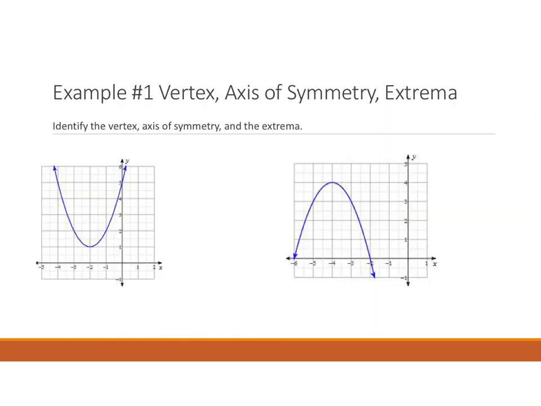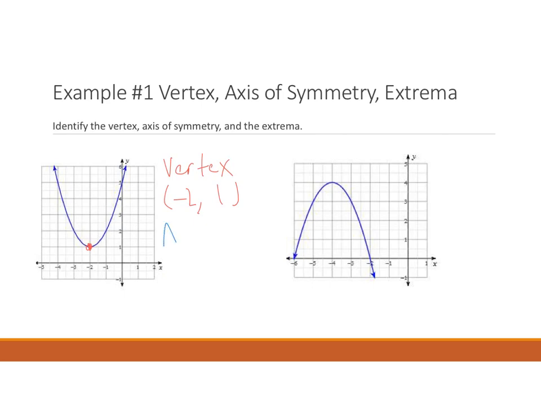Example 1. We're going to start by identifying the vertex, axis of symmetry, and the extrema from these two graphs. Copy these graphs in your notes. You have one graph provided for you, so you can either sketch a second graph, or if you turn the page, you have a sheet of extra graphs on that page as well. Alright, let's start with the vertex. The vertex is that high or low point. In this case, it's a low point right down here. And we're going to write it as an ordered pair. X first, -2, then y, 1.